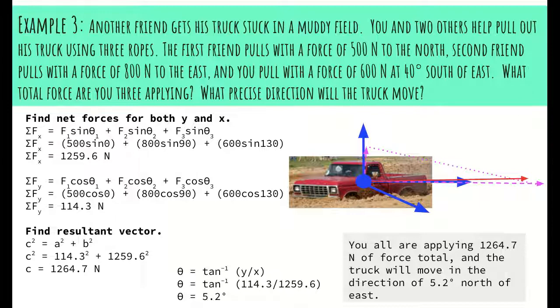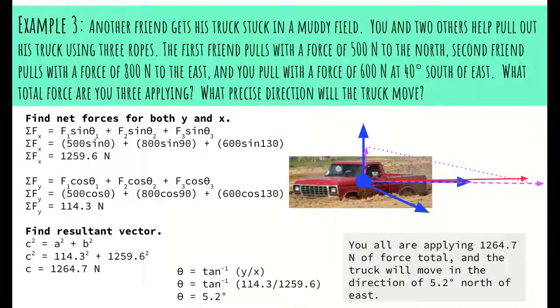Then we have our net force X and net force Y, so we're going to find the resultant vector of those. You would again use the Pythagorean theorem down at the bottom here where it says resultant vector. We would plug those in. Side Y, you can substitute in for A. Side X, you can substitute in for B. Solve that to find your hypotenuse, or your resultant vector, and it should be 1,264.7 newtons.